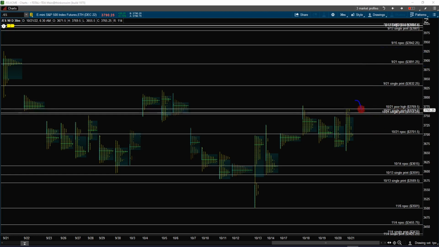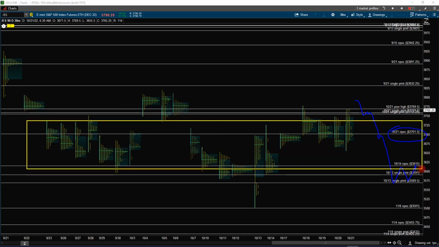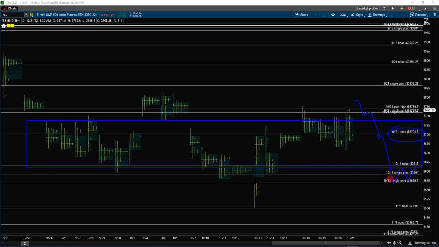But the other one is that it continues to move down and tags this point of control, last Friday's point of control at 3701.50, and then possibly comes down and gets back into this balance area here. Right? So we're basically looking at this balance area, and then maybe it comes down and fills the single print. So we'll see how it plays out.